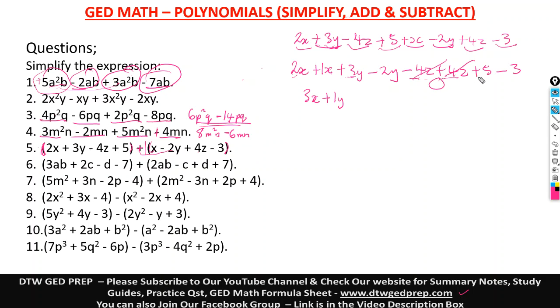Then here we have a positive 5, negative 3. When we have a positive and a negative number, we do what? We subtract. So we subtract 3 from 5. It gives us what? A 2. What sign would 2 take? It would take the sign of the bigger number, which is positive. So we have it as our final answer here.